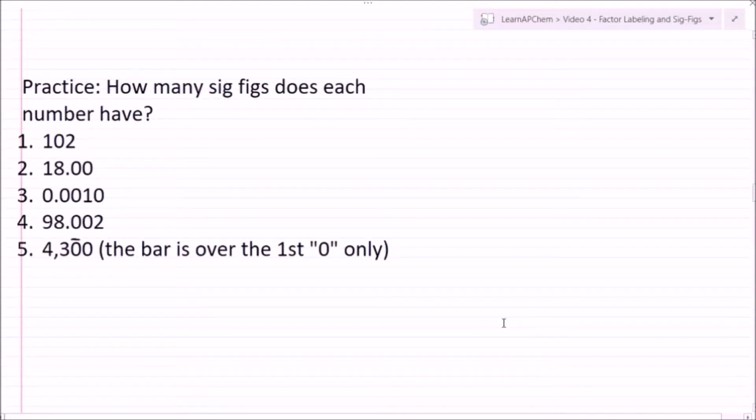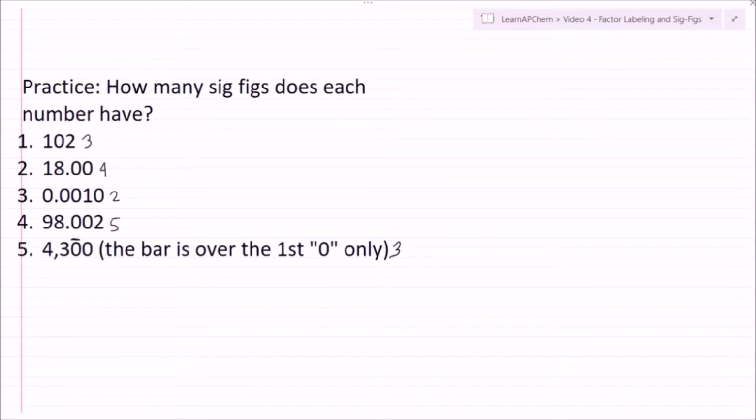Alright, so let's do some practice now. How many sig figs does each number have? So pause your video, unpause when you think you found the solution. Alright, so for this first one you should have gotten 3, second one 4, third one 2, fourth one 5, and the fifth one 3. If you got that, feel free to fast forward, but otherwise pause and I'll explain these to you.